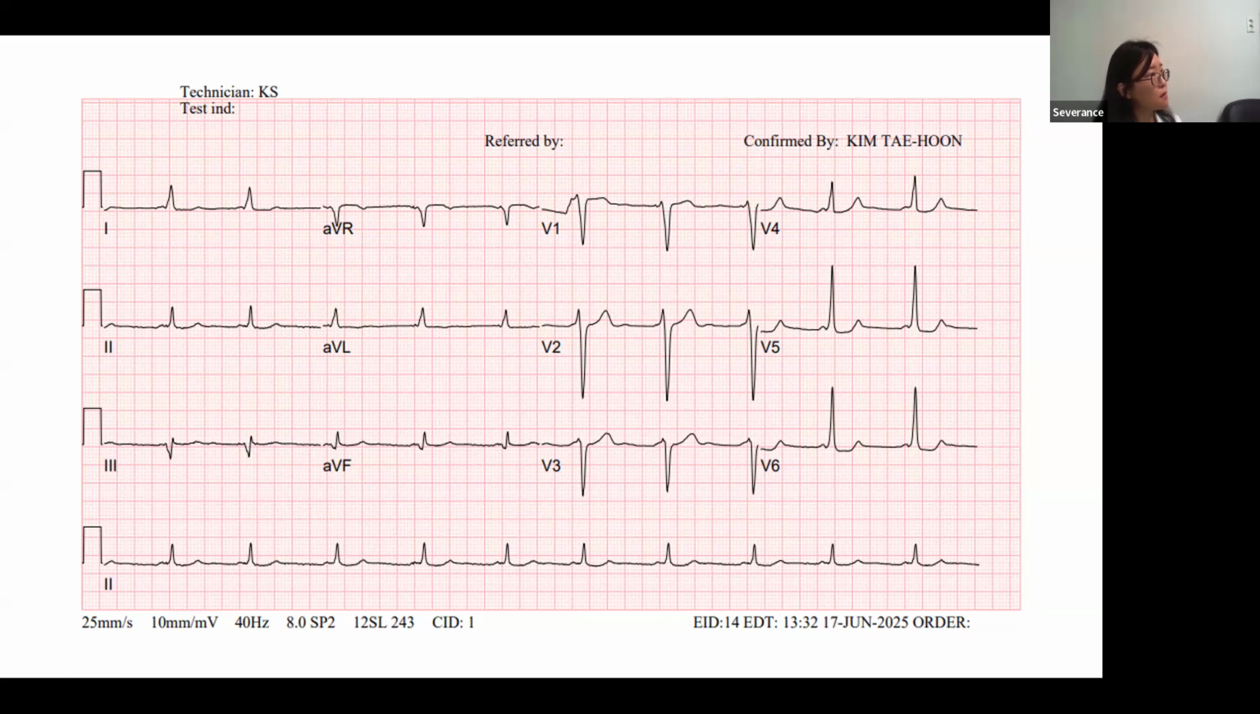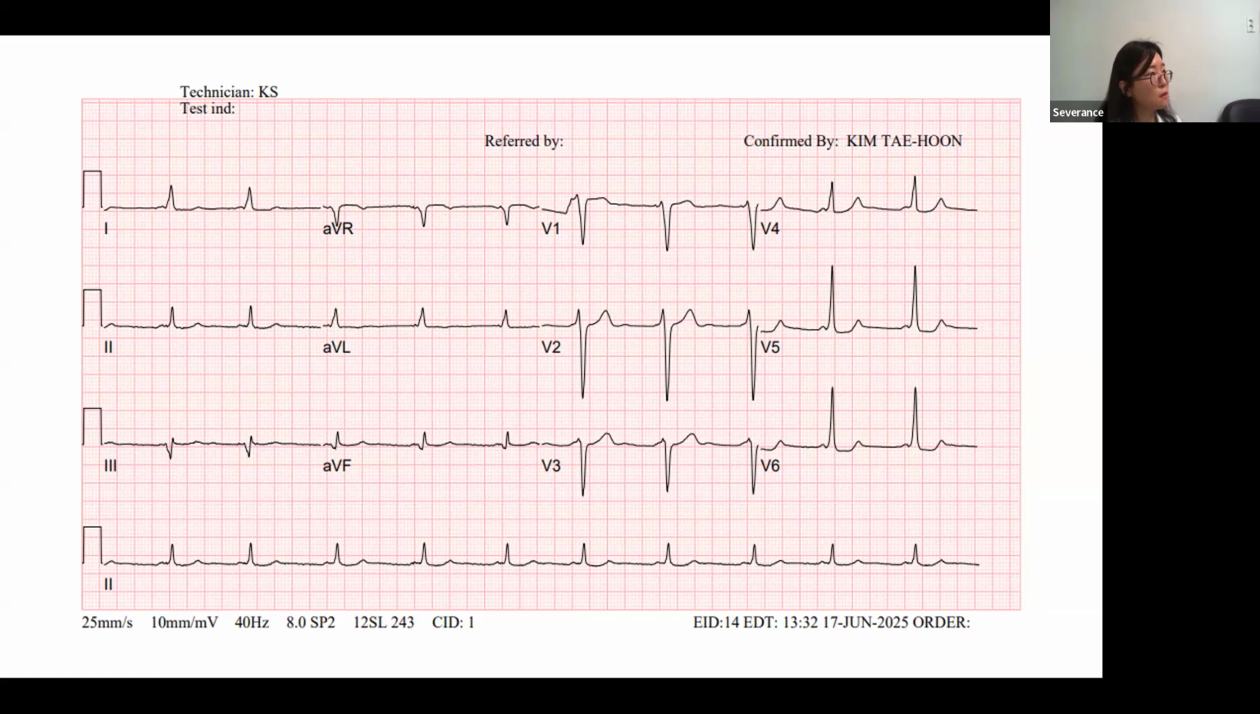I think V1 is negative, and lead 1 is negative means right side. And also from the inferior leads, lead 2 is positive and lead 3 and AVF are negative, and V3 also looks like negative. So possible right posteroseptal. Okay.